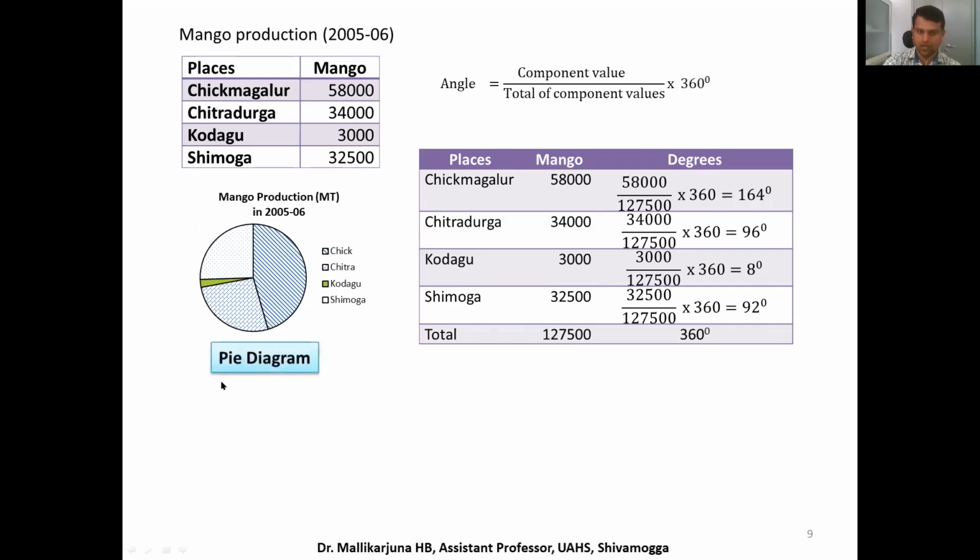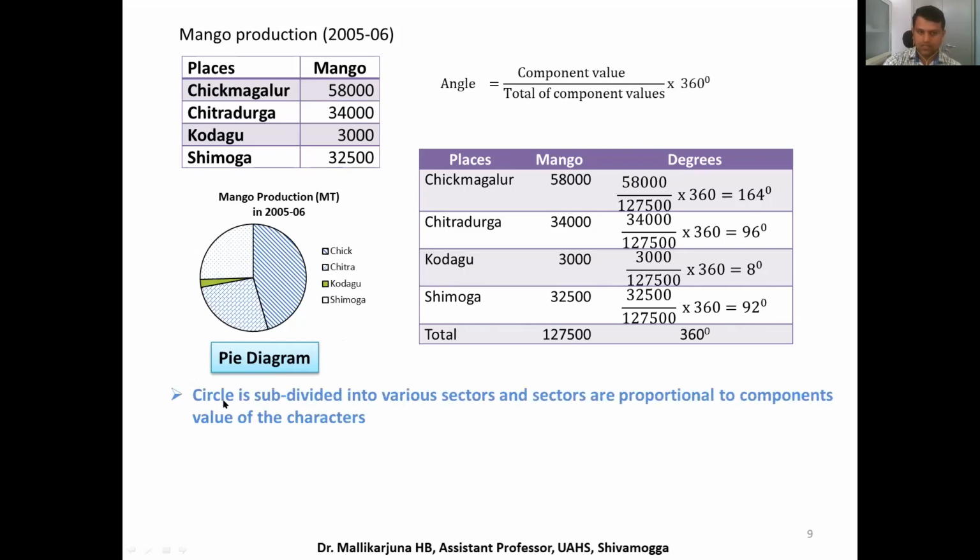This type of diagram is known as pie diagram. Everything is converted to degrees. This pie diagram is a circle subdivided into various sectors. Here we can observe these are the sectors. Here 4 sectors are there. The sectors are proportional to the component values of the characters. This sector is proportional to the component value 58,000. This 164 degrees is proportional to 58,000. It is also known as pie chart or angular diagram.